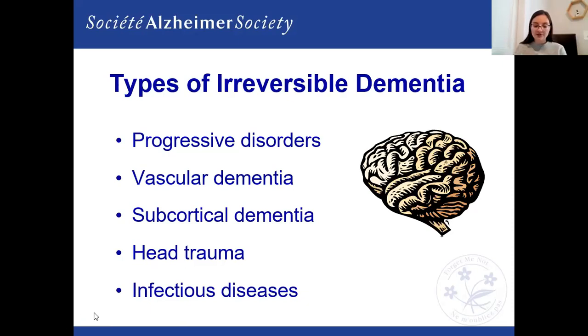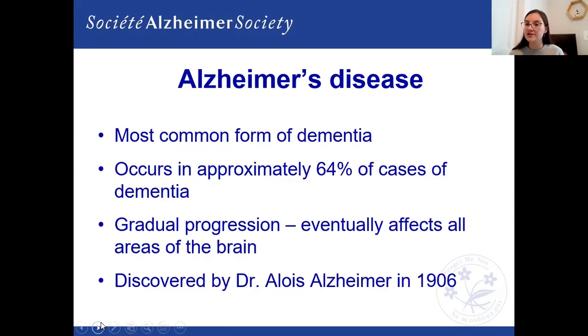So now we're going to look at those most common types of irreversible dementias, and we're going to start with Alzheimer's disease, and I'm going to hand it over to Chris to get this ball rolling.